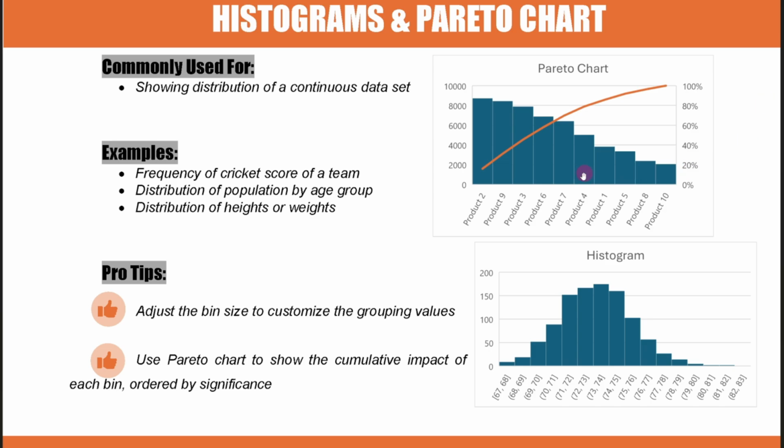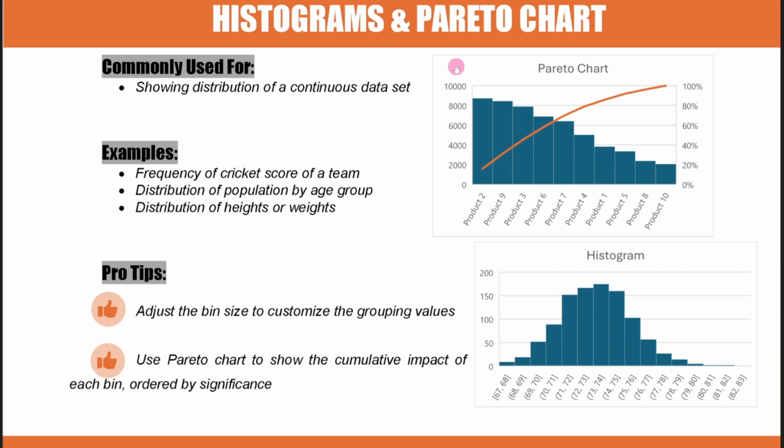Here we have two charts. The one at the top is called a Pareto chart and the bottom one is called a histogram. Both of them are very similar, but when it comes to the Pareto chart, we have an arrangement difference. Along with the chart, we have this line which is not in the histogram, and this is called the Pareto line. And don't confuse this chart with the column chart.